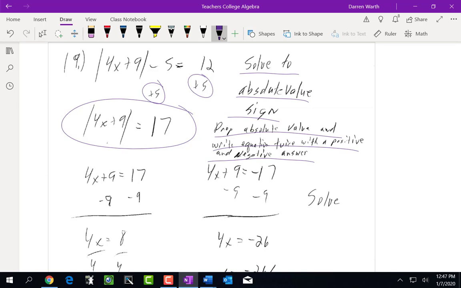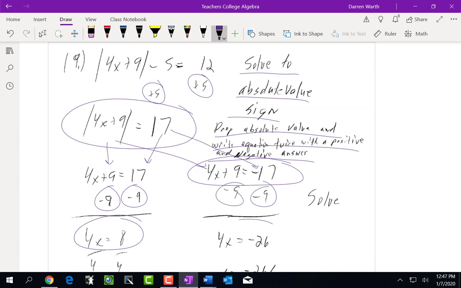So here I drop the absolute value. I got 4x plus 9, I leave my answer positive. And then I also write it over here. And so I still have my 4x plus 9, but now it is negative. So I just need to solve these. So I'm going to subtract 9 from both sides. I get 4x equals 8. I subtract 9 from both sides. I get 4x equals negative 26.